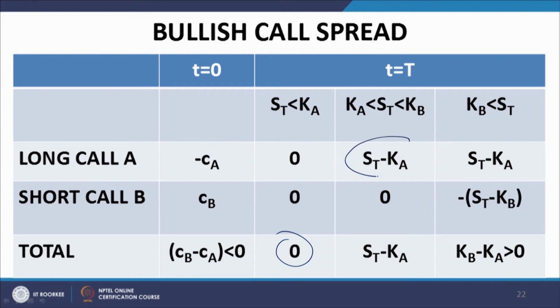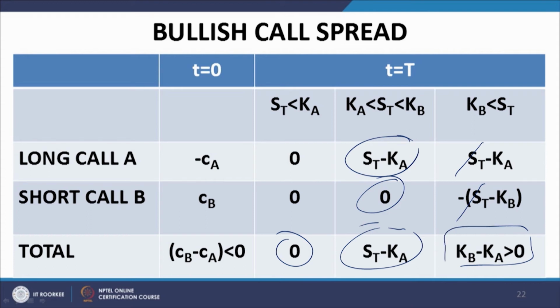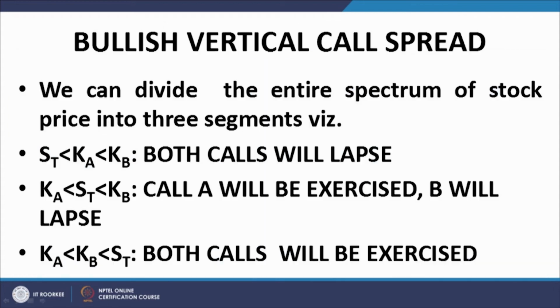is exercised, it gives you this payoff. Option B is not exercised, so it gives you this payoff 0, and the net payoff is equal to S t minus K A, as you saw in the diagram as well. And in the case when S t is greater than K B and obviously greater than K A as well, both the options are exercised, and therefore, you can see here S t and S t cancel out, and the net payoff is equal to K B minus K A, which is independent of S t, and that is the reason that we have this straight line here.